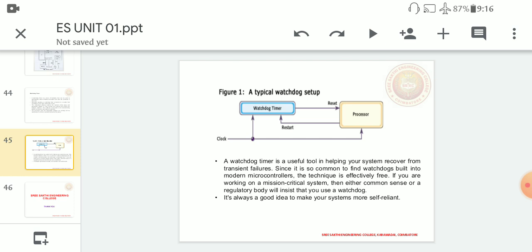So this is how an embedded system works and the basic concepts of embedded systems.